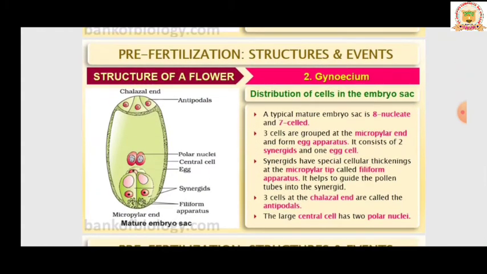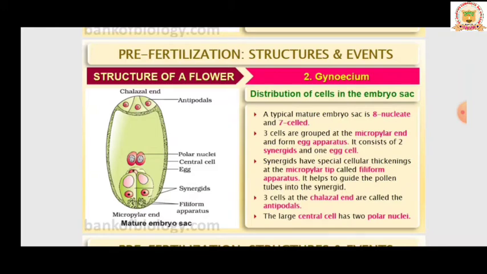So, the distribution of the cells in the embryo sac, let me see. A typical mature embryo sac is an 8-nucleate and 7-celled structure. It is said to be 8-nucleate because all the cells contain a nucleus, and only one cell among them is binucleate, giving the 7-celled structure. Three cells are grouped at the micropyle end and form the egg apparatus. It consists of 2 synergids and 1 egg cell.